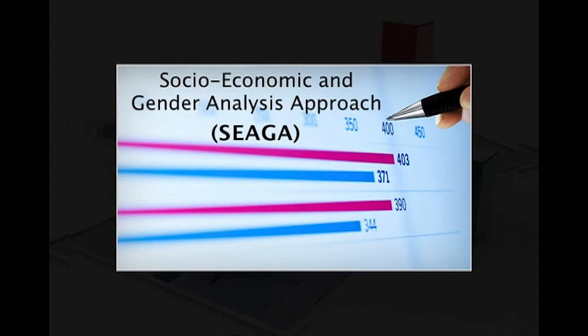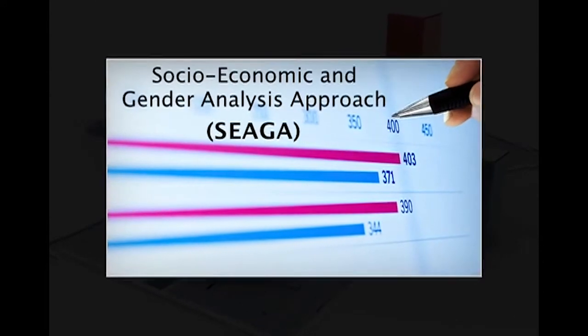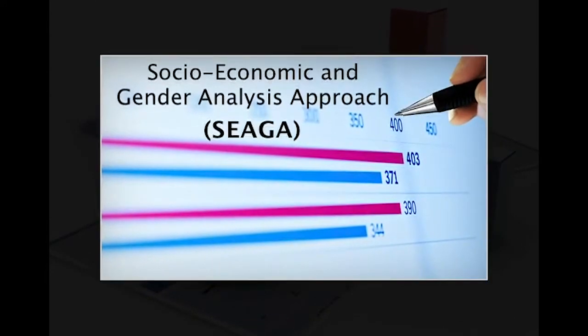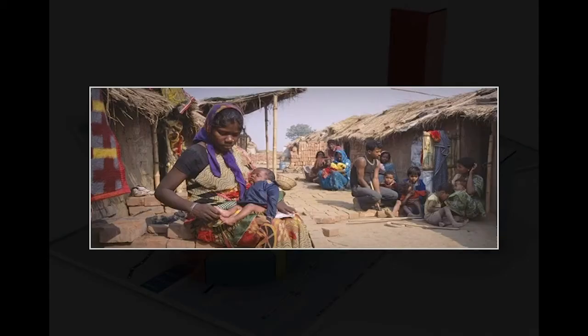Now let us see, there is an approach called socio-economic and gender analysis approach. It is also called SEAGA. One major challenge for the future is to ensure that gender analysis is integrated into a broader socio-economic analysis of programs and projects along with sustainability and poverty analysis. The main objective of this approach is to close the gaps between what people need and what development delivers.